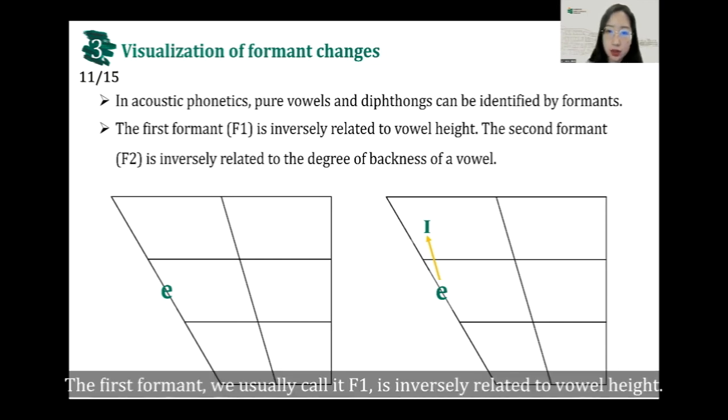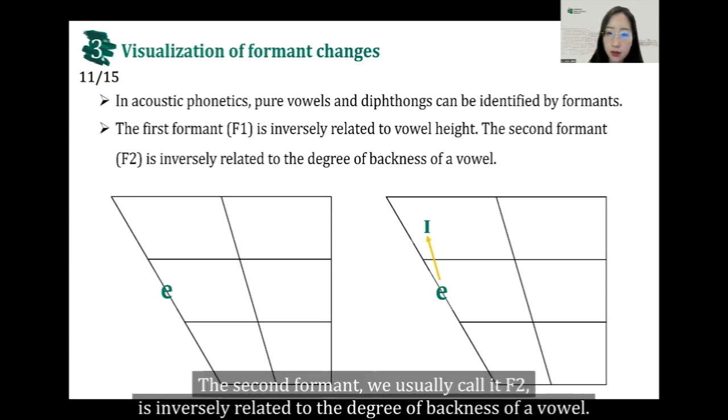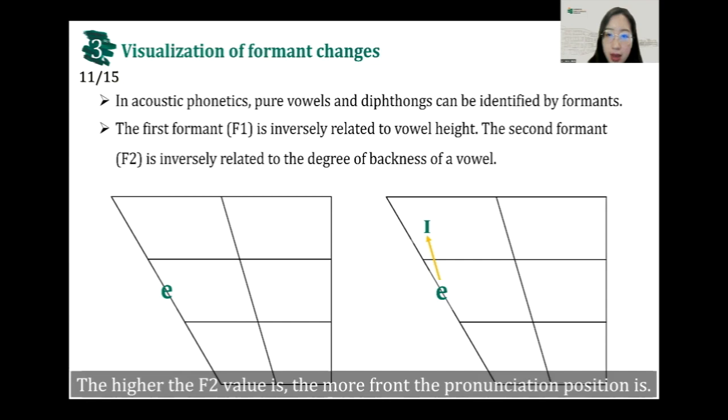The first formant, we usually call it F1, is inversely related to vowel's height. It means the higher the F1 value is, the lower the pronunciation position is. The second formant, we usually call it F2, is inversely related to the degree of backness of a vowel. So the higher the F2 value is, the more front the pronunciation position is.